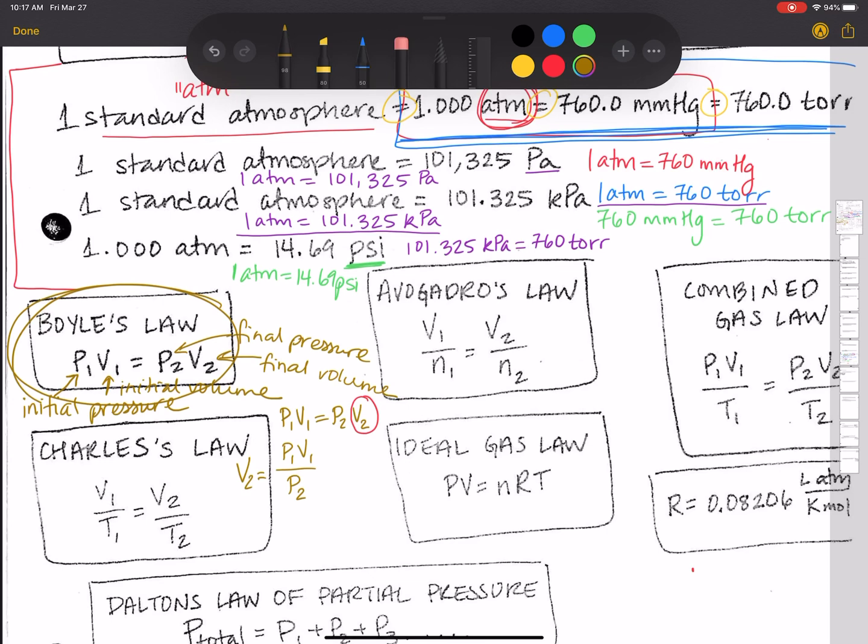Let's say this time around, you were asked to identify the initial pressure. You were told the final pressure and the final volume and the initial volume, and you had to figure out what was the initial pressure of the gas. So this time around, you're solving for P1, which means that you're going to say P2 over V2 divided by V1.